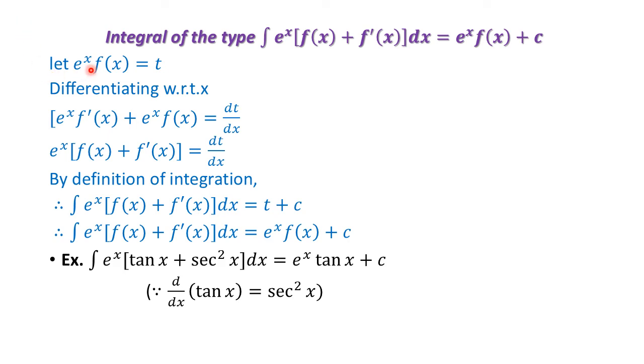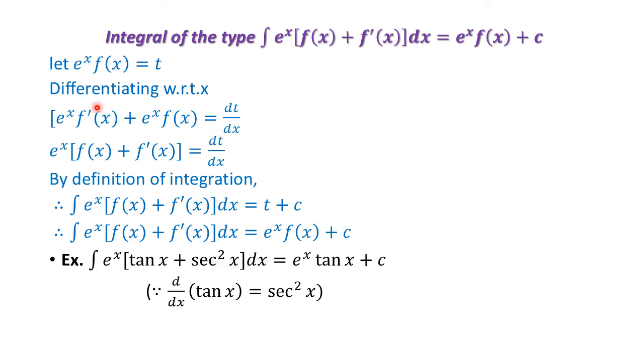Let us consider e raised to x into f of x is equal to t. Okay, a product of the two functions, differentiating with respect to x. So, first function into derivative of second function, that is e raised to x into f dash of x, plus second function into derivative of first function. Now the second function is f of x as it is. The derivative of the first function, e raised to x, is e raised to x. Therefore, it does not change. And on the RHS, the derivative of t with respect to x, dt by dx.